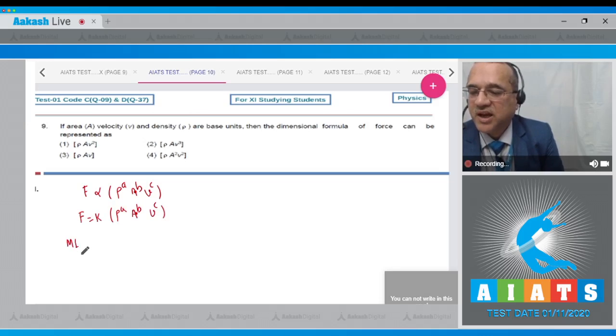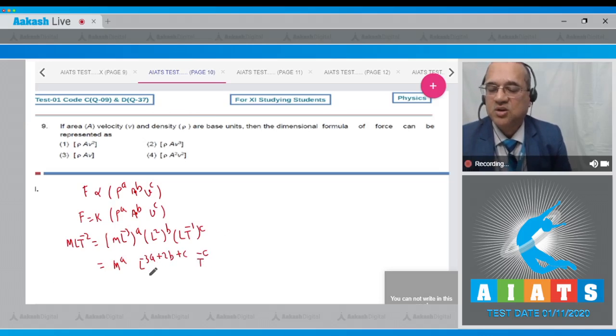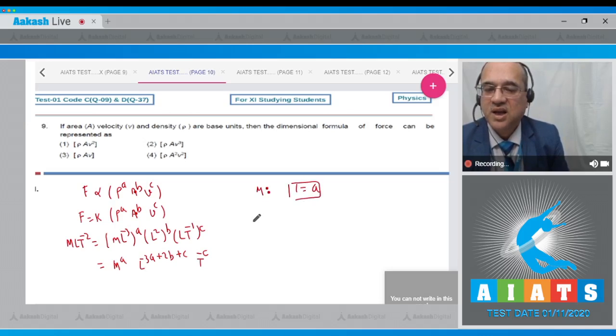Now this would be MLT minus 2, the constant is dimensionless, and rho is ML minus 3, that is the density, power A, and area is L power 2 power B, and velocity is LT minus 1 power C. So this becomes M power A, nothing extra, L power minus 3A plus 2B plus C, and in T it is minus C. So what we do in homogeneity, we compare the powers of MLT, and when you compare M, the left hand side is 1 and the right hand side is A, so the value of A is equal to 1. And for T, better we compare first, that's minus 2 is equal to minus C, therefore the value of C comes to be equal to 2.